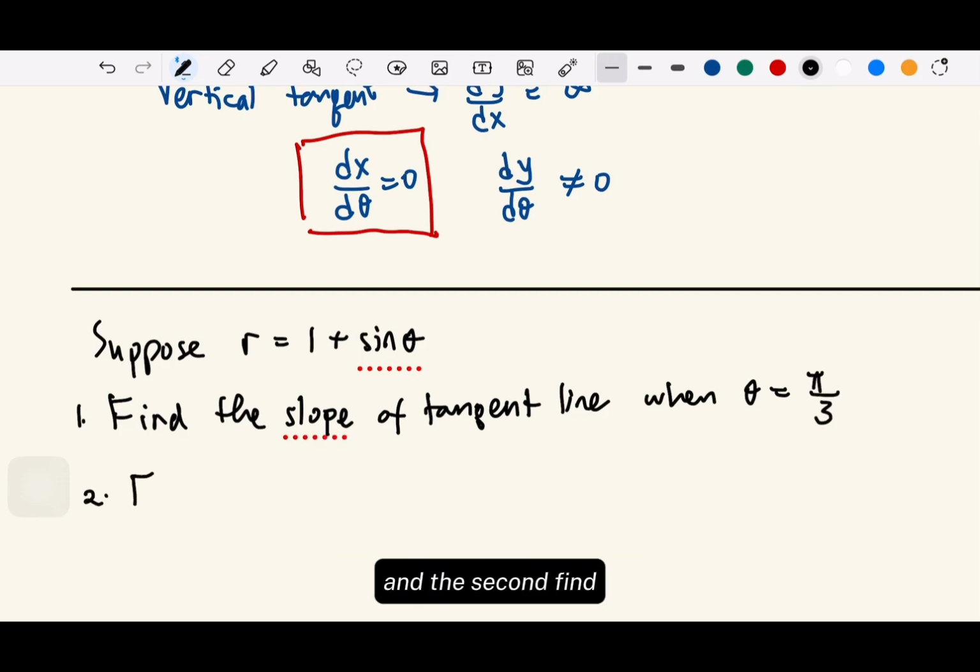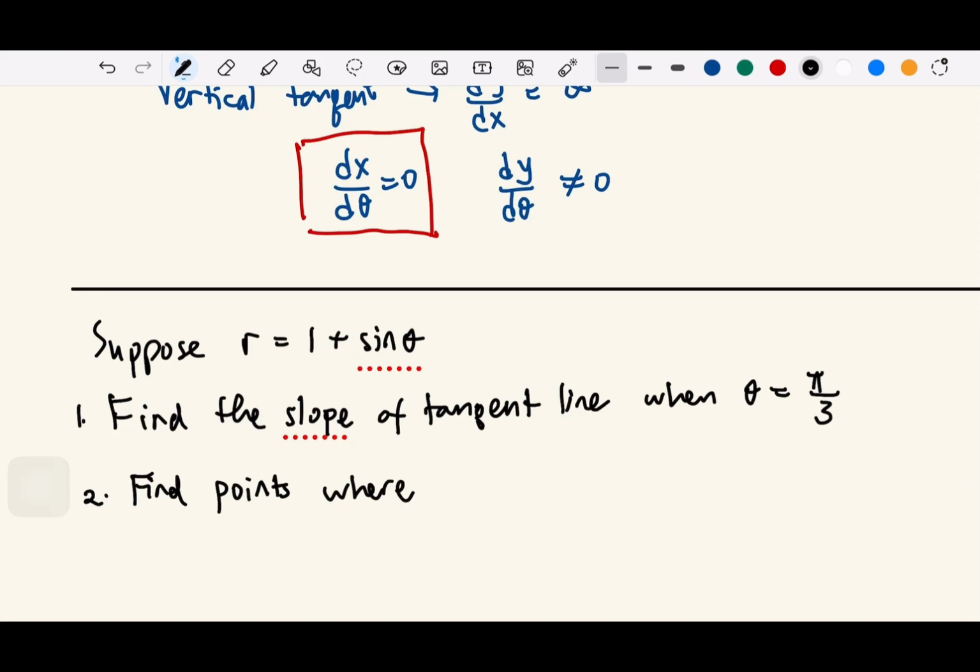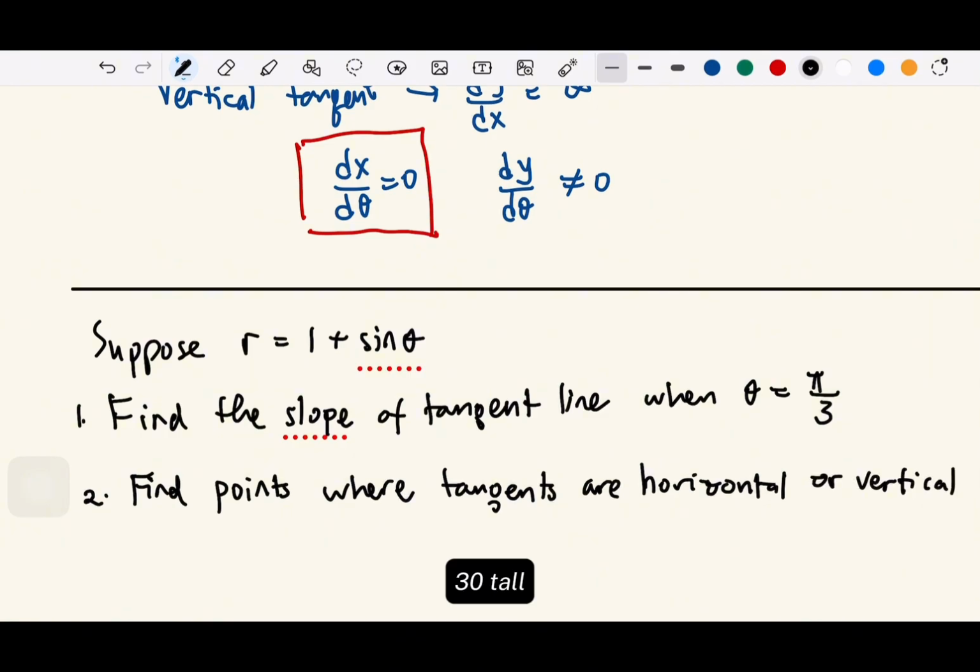And the second, find points where tangents are horizontal or vertical.